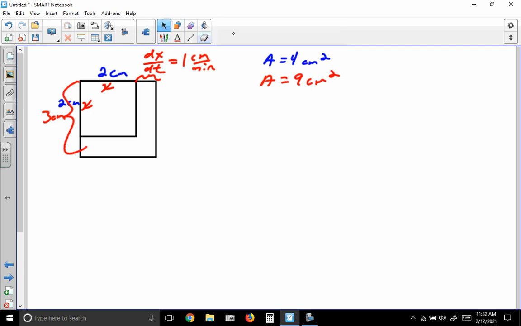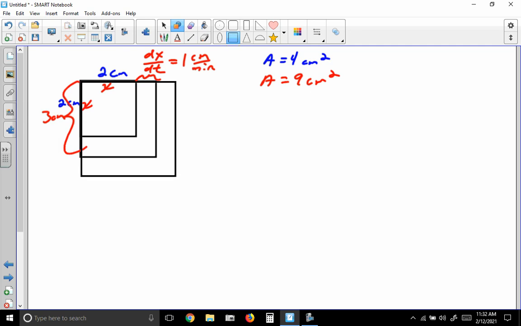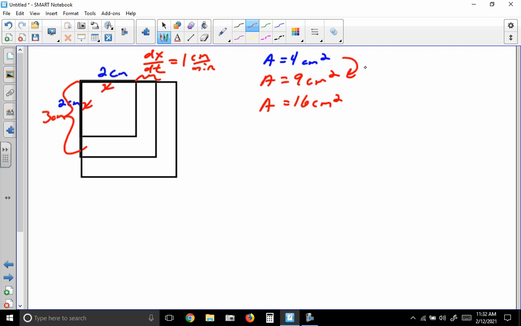Let's suppose that same square grows for another minute. So now it goes from 3 to 4. So now if the side is 4 centimeters by 4 centimeters, now the area is 16 square centimeters. Notice in our first growth, we grew 5 square centimeters, and our next growth, we grew 7 square centimeters. So there's not always a direct relationship between how fast one variable is changing to the other. If one changes at a certain rate, the other one might not be increasing at a constant rate.